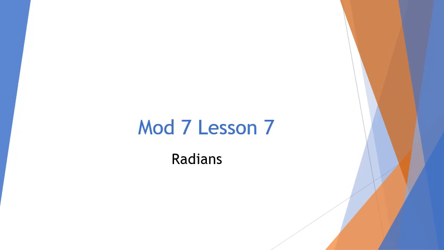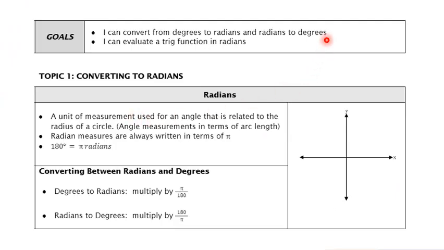This is the video for Mod 7, Lesson 7, Radians. The goal of this video is going to be looking at another way to measure angles, which is with radians, and how to evaluate a trig function in radians with our unit circle.